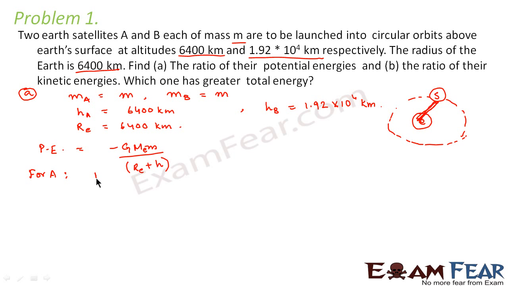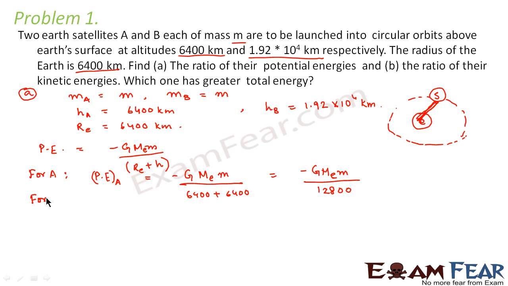So for A, the potential energy would be equal to minus G ME m divided by RE plus HA. That means 6400 plus HA. HA is again 6400. So this will be minus G ME m divided by 12800.